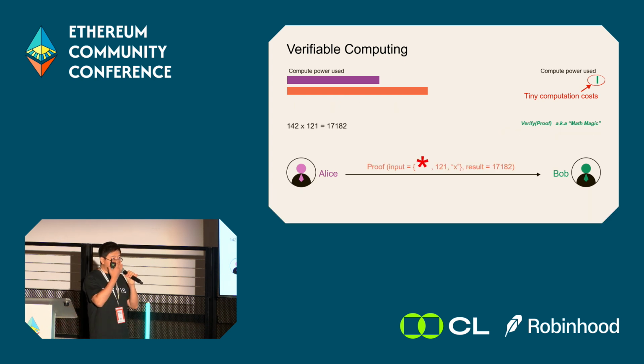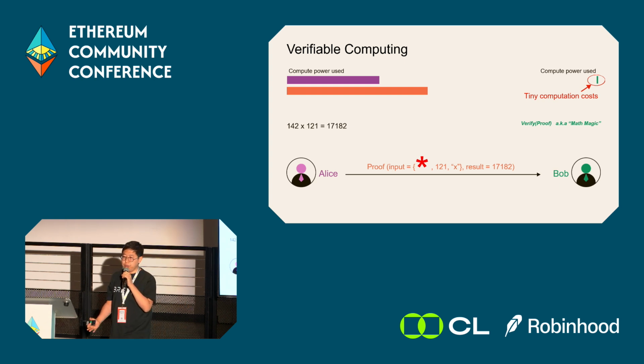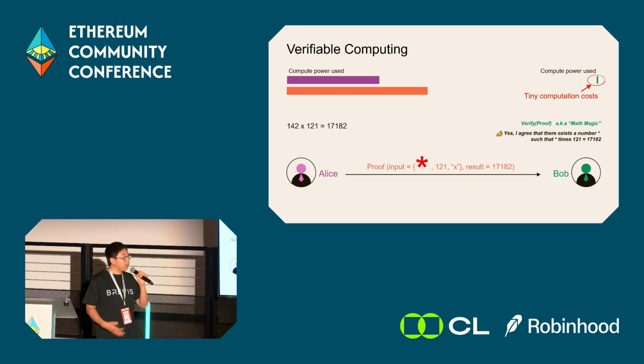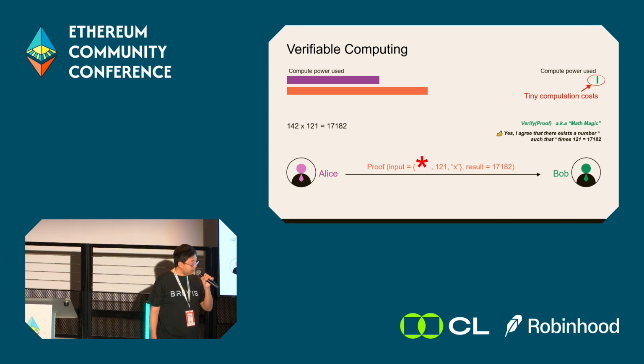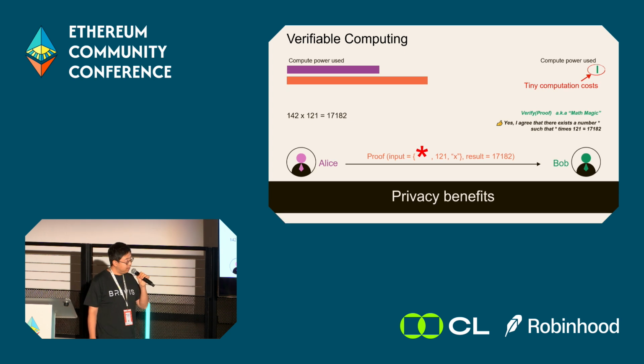Another benefit provided by zk verifiable computing is privacy. In this particular case, Alice can generate a proof, and in the proof, you don't actually need to provide all the input. You can even hide some input inside, and Bob will still be able to verify the proof and say, okay, I agree, there exists a number, but I don't even know the number, and the multiplication of the number with 122 equals this result. So there's also an additional privacy benefit you can get using zk-based verifiable computing.